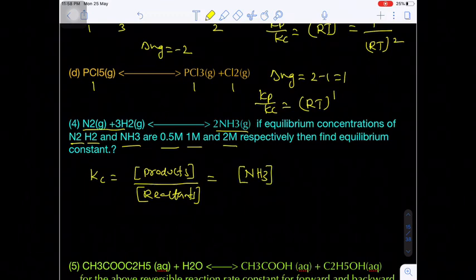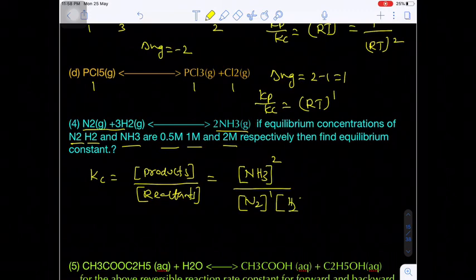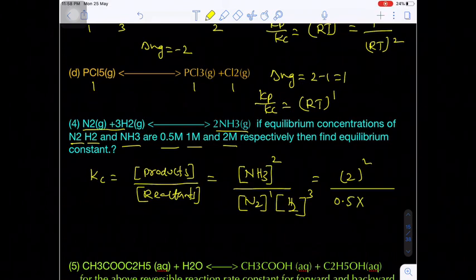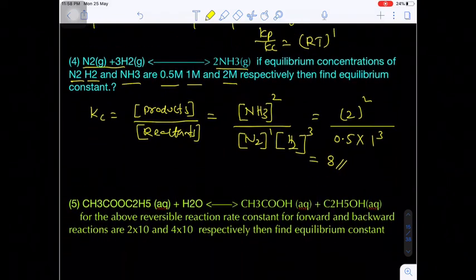What is the stoichiometry of ammonia? 2. That should be raised to the power whole divided by nitrogen. One reactant is there, the stoichiometry will be 1. So 1 raised to the power. And the next reactant is hydrogen and stoichiometry 3, that is the power 3. Okay, now what is the ammonia concentration given? 2 molar, so 2 whole square, whole divided by, what is the nitrogen concentration given to you? 0.5 molar into, what is the hydrogen concentration given to you? 1 molar, so 1 cube. Okay, so final answer is 8. Final answer is what? 8.